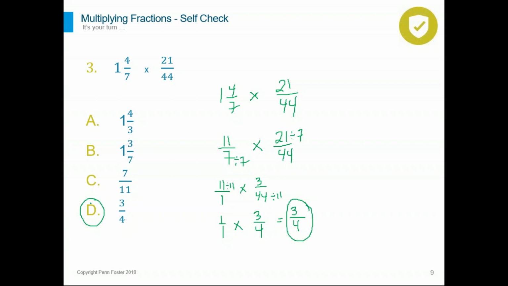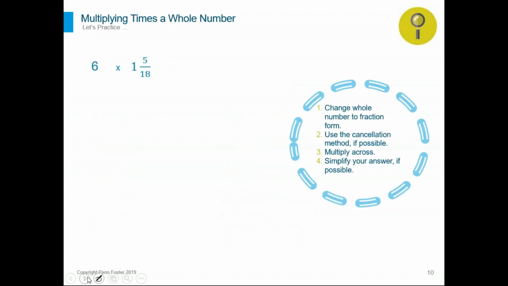Okay, we did multiply times a mixed number, but now we're going to multiply times a whole number. What should we do? If we have a mixed number and a whole number, we're not used to it. So what can we do to start out the problem? The first thing, we need to change both numbers.